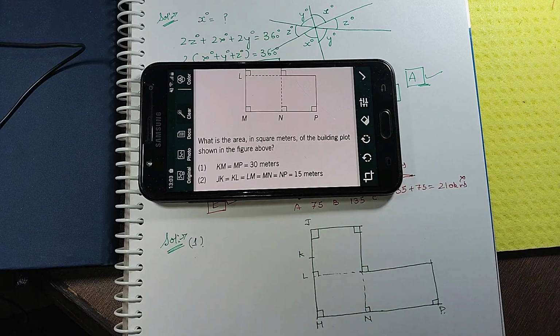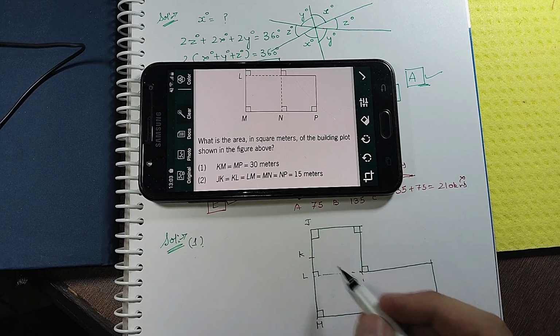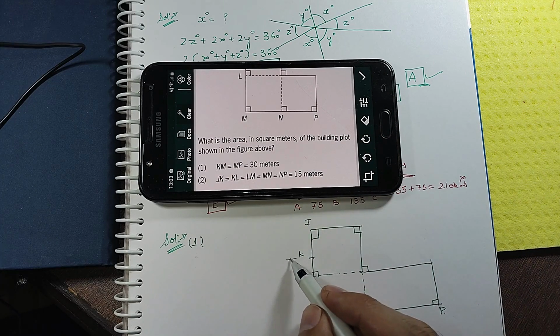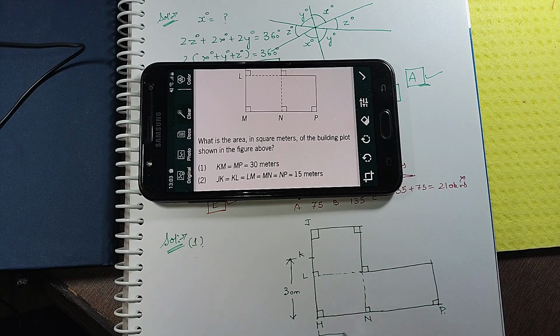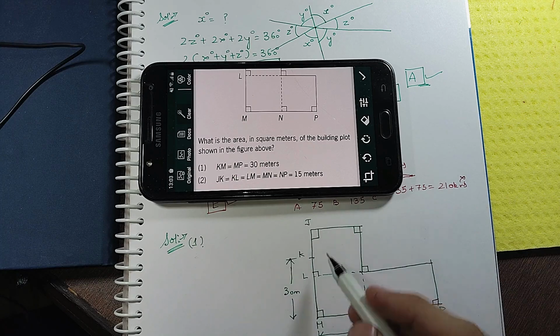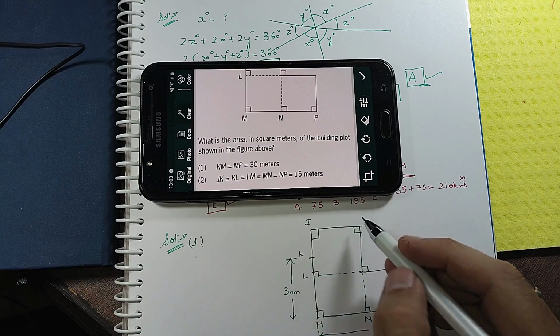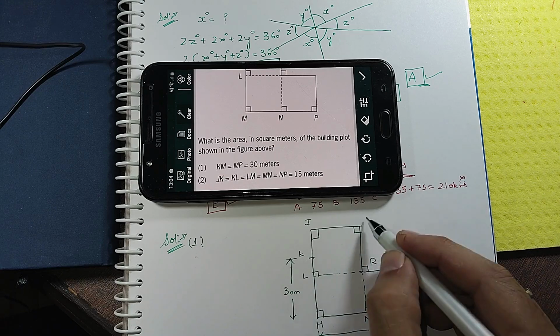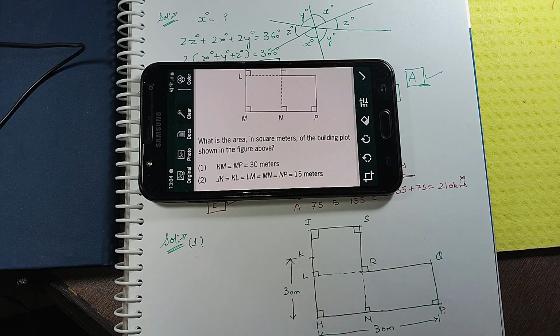Moving to statement 1. Statement 1 says KM is equal to MP, which is equal to 30 meters. With the help of this, we can't find the area, as we don't know J, K, L, M, N, P, Q, R, S. We don't know the width JS, right? So statement 1 is not sufficient to answer this question.